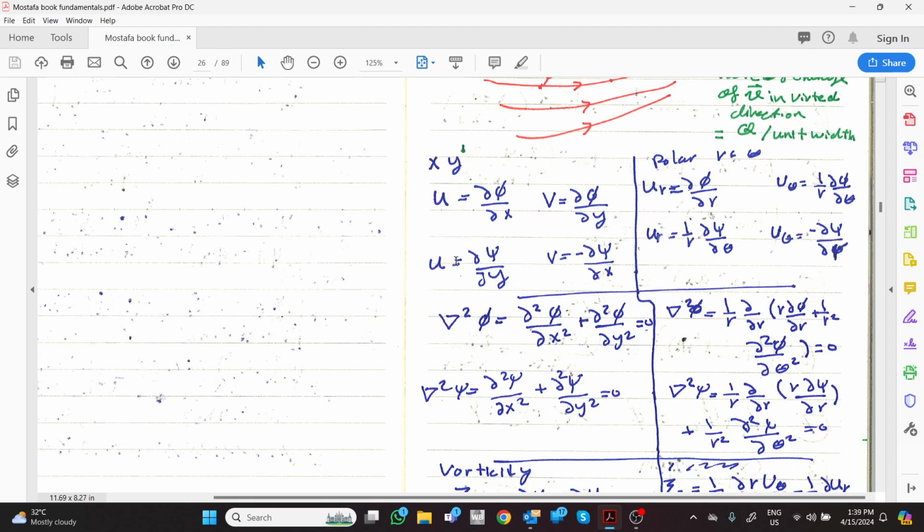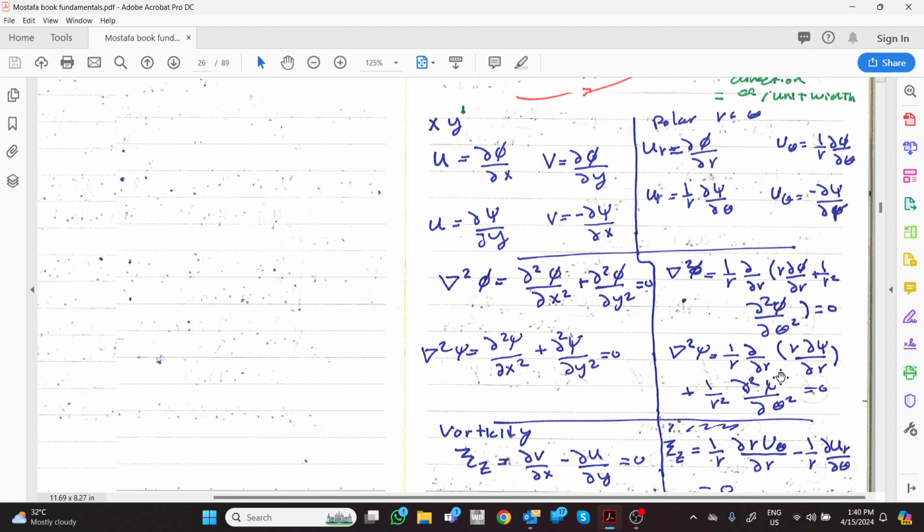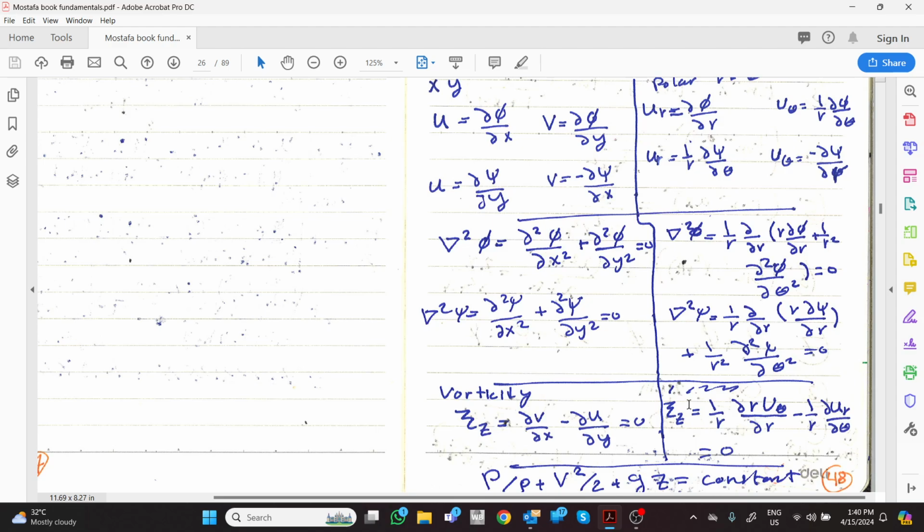So to apply continuity, you will have the second derivatives: del square phi by del x square plus del square phi by del y square should equal 0. Okay, because the first derivatives equal 0. Same applies for psi. Same if you're going to use polar or cylindrical coordinates.